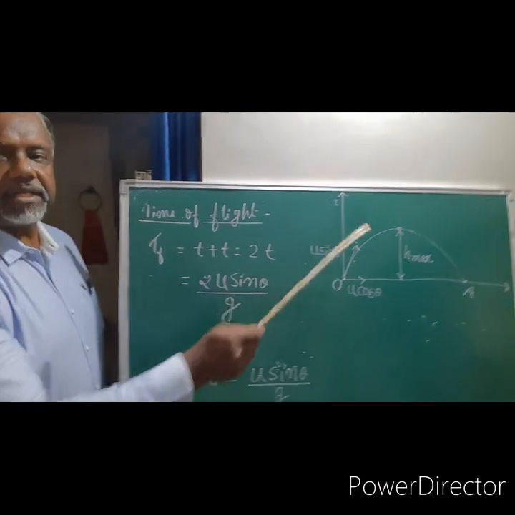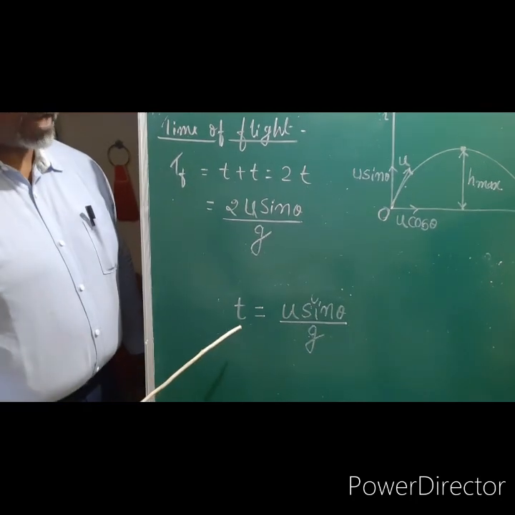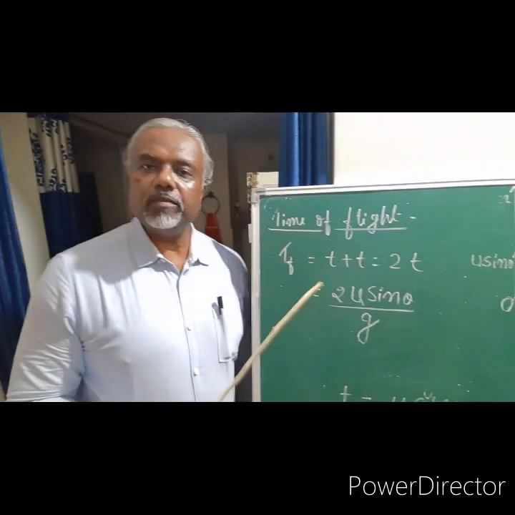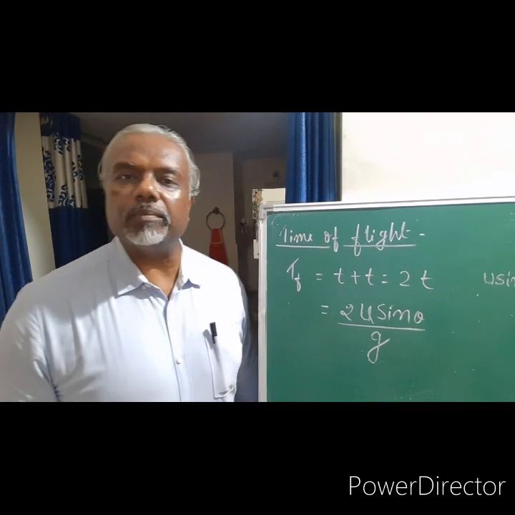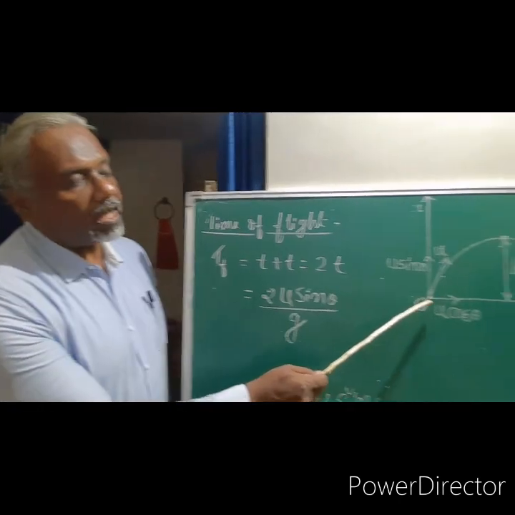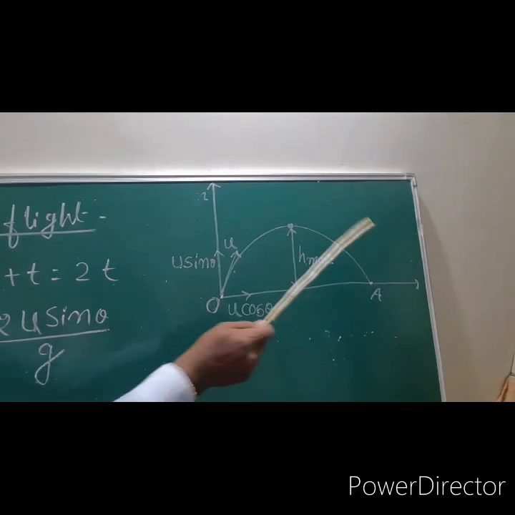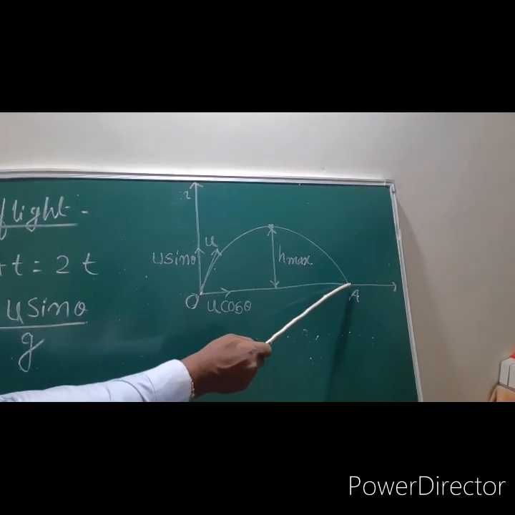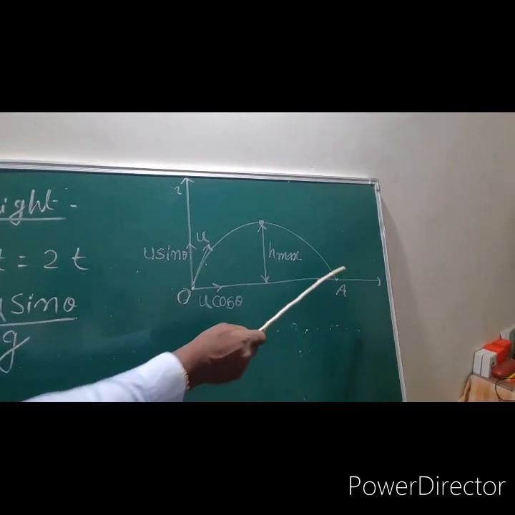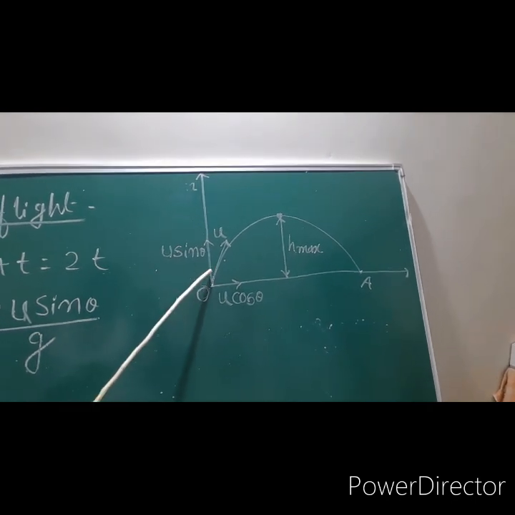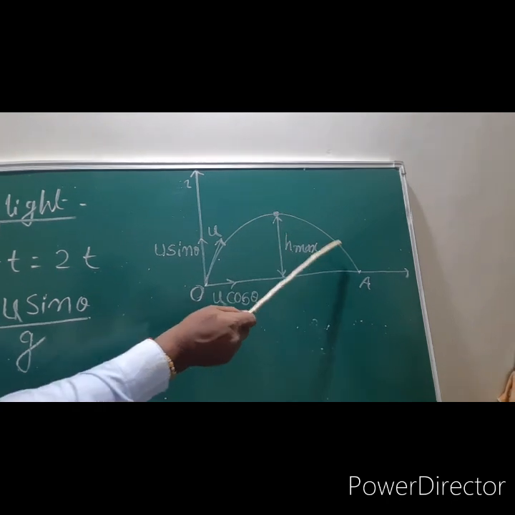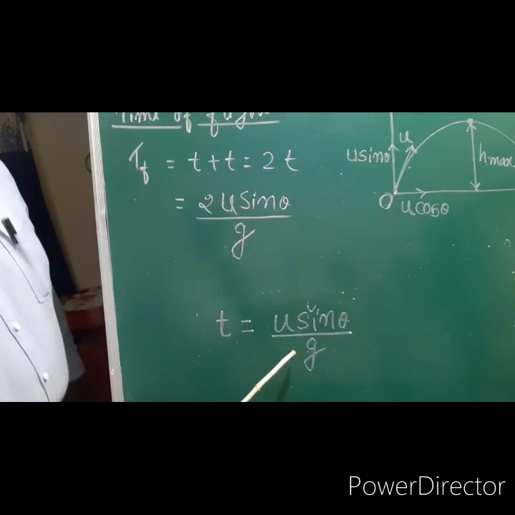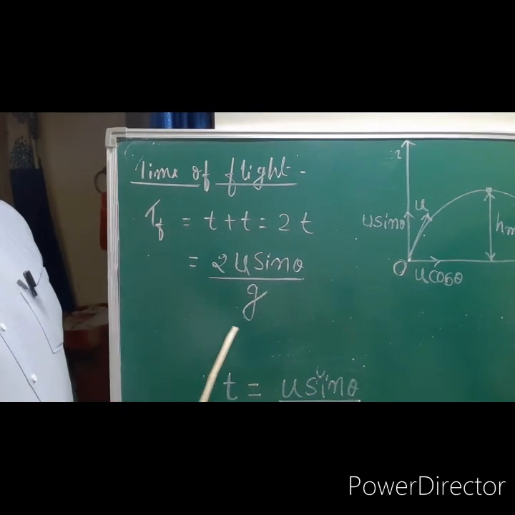To attain maximum height, the expression for it we have derived, t is equal to u sine theta by g. Time of ascending is equal to time of descending. So time of flight is the time interval between time of projection and time to reach a point on the same horizontal plane. This is time of flight. Naturally, this will be time of ascending plus time of descending, t plus t, which is 2t. So substitute the value of t from here, you will get this expression.